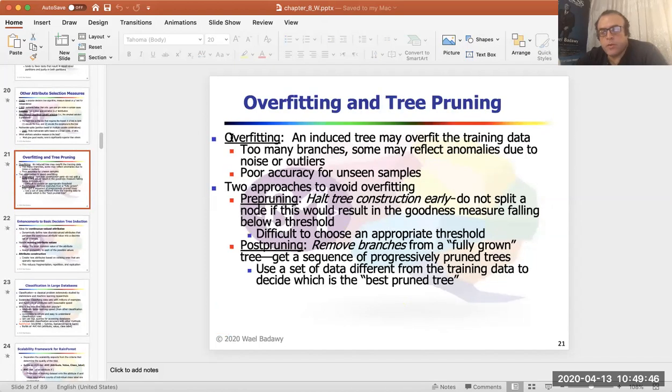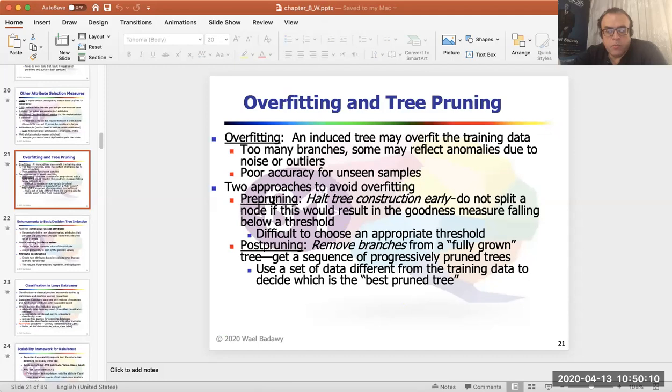So the two concepts we have here, one is called overfitting. It means too many branches, and these too many branches can reflect anomalies, can be suspicion to outliers. Remember, the outliers definition was data which does not fit. It can also have a poor accuracy for unseen samples, and this is if you talk about prediction.